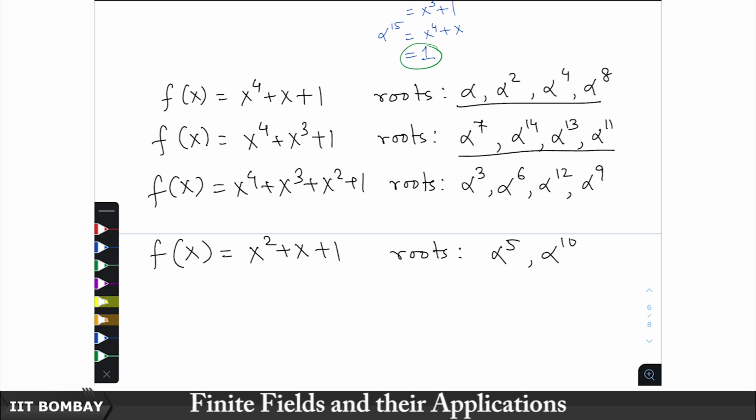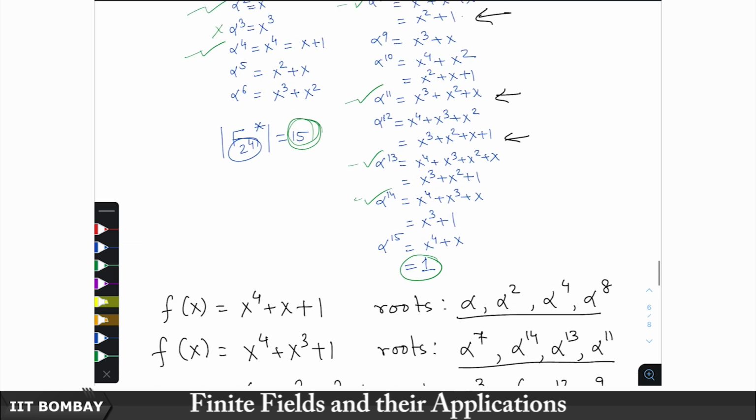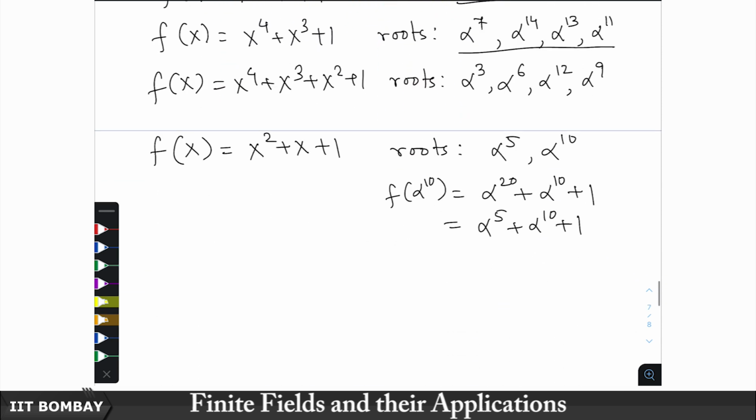Again we can verify that this is indeed a root. Let us take alpha power 10, for example. f of alpha power 10 is alpha power 20 plus alpha power 10 plus 1. Alpha power 20 is alpha power 5, so we get alpha power 10 plus alpha power 5 plus 1. Alpha power 10 is x square plus x plus 1, and alpha power 5 is x square plus x. Then 1. If you add all of them, you get 0. So this is equal to 0.